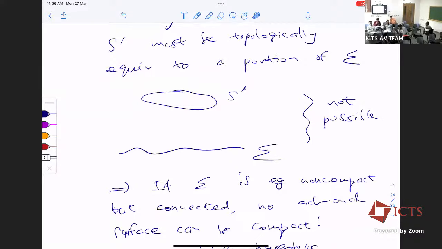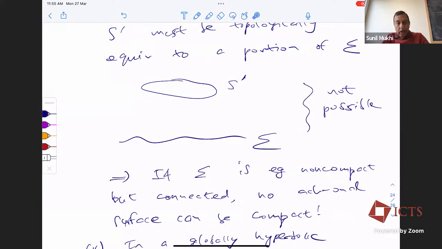Sir, I have one question. So you said that if S prime is compact and sigma is non-compact, then this won't be possible. But since it's being mapped to a portion of sigma, isn't it not possible to have a compact portion of the non-compact sigma? Okay, I think that is a good question, Ritvik. The problem is that I'm doing an example where both are one-dimensional. Try to keep in mind that even if they are not one-dimensional, both are the same dimensional, and then it's not actually possible.